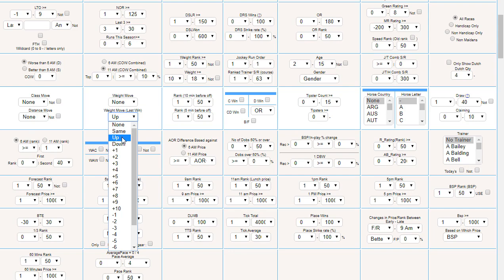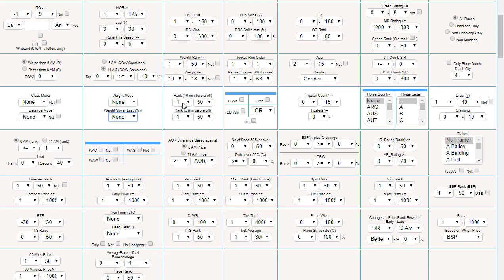So if you're into laying horses, you're probably looking at horses that have moved up in weight rather than down in weight. But yeah, basically that's pretty simple. It's just movements from their last races or whatever, and that one's from their last win.